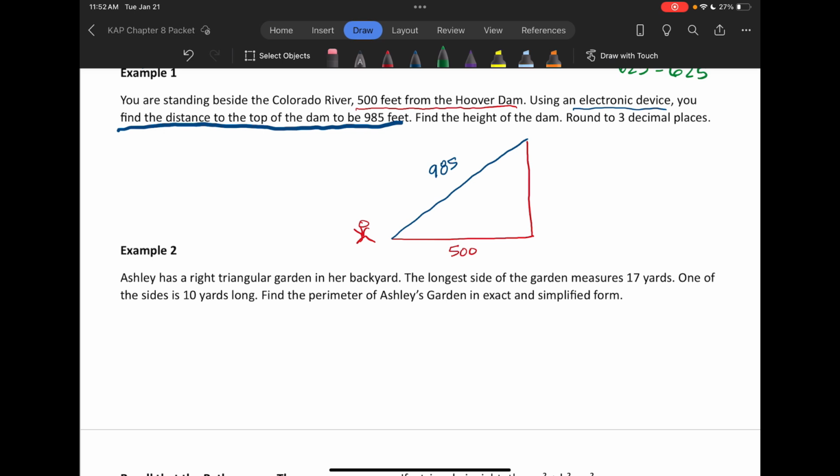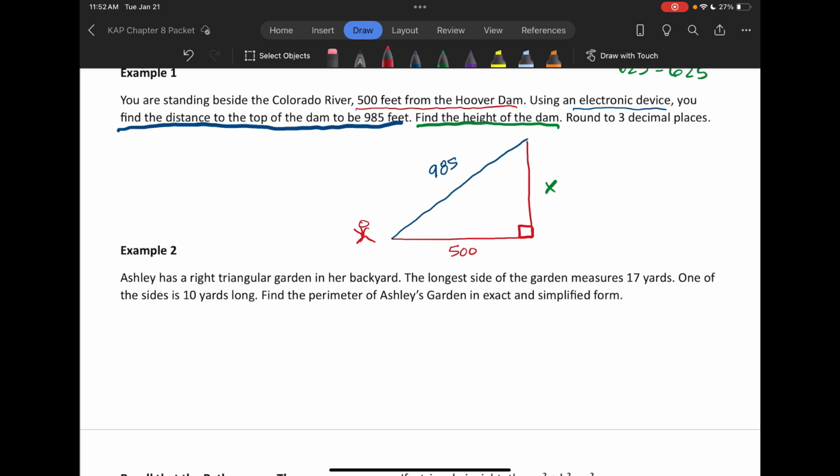And lastly, it's asking us to find the height of the dam. So our height, which is our vertical distance here, would be our x, our unknown. And we're understanding here that this dam is going to be standing upright, so we are going to have a 90-degree angle that's formed here. So now that we have a better understanding of this problem and we have a picture as reference, we can go ahead and go through the Pythagorean theorem and solve for x, the height of this dam. And the question is asking us to round to the nearest 3 decimal places.